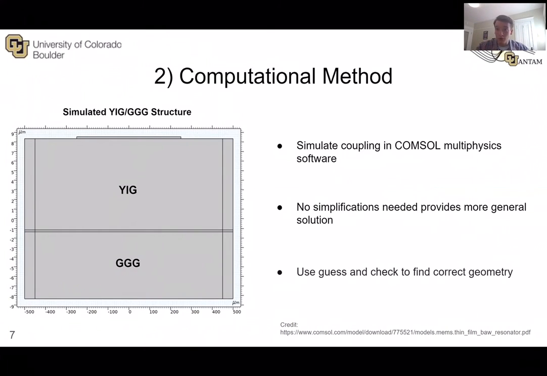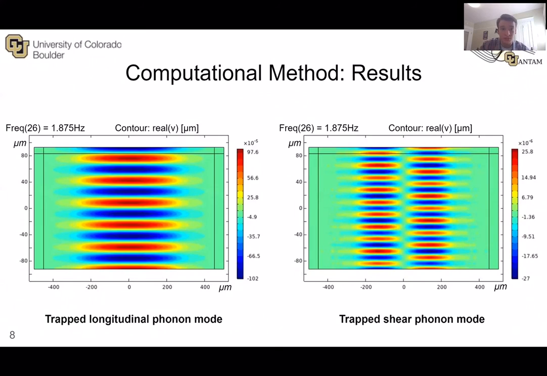Additionally, how this will work is that I will come up with various different structures of my system, varying the thicknesses of GGG and YIG, and then I will perform simulations of vibration waves going through them. And then I will check if the coupling strength increases or decreases based on those geometries I input. And here are just a couple of my results from these simulations.